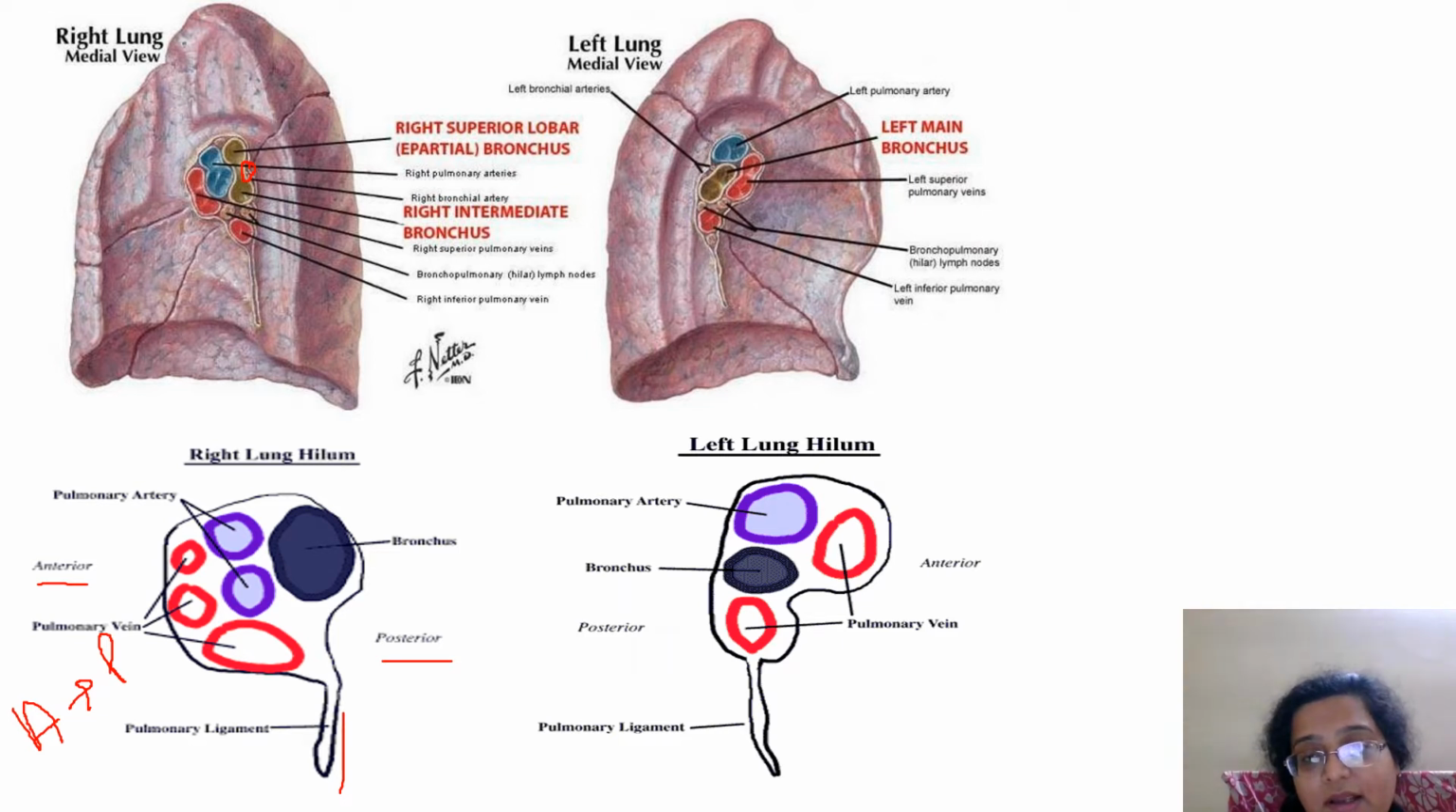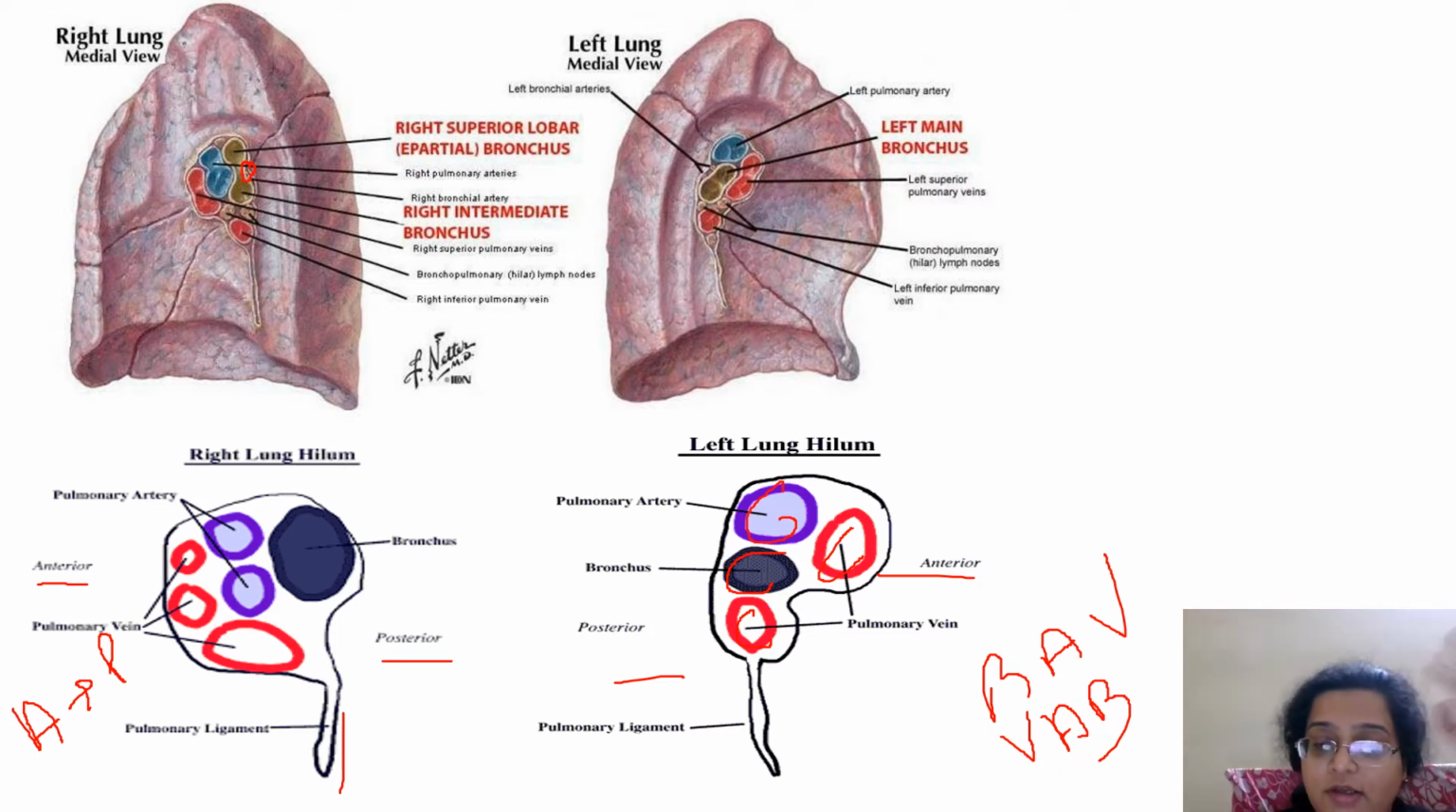And similar in left lung, again, here this was the pulmonary vein, this was the pulmonary artery, and this was the bronchus. So going from posterior to anterior, it was bronchus, artery, and vein. Or you can also see anterior to posterior, it was vein, then comes the artery, okay, and then comes the bronchus. So anterior to posterior, in the hilum in both right and left, it is VAB, vein, artery, bronchus.